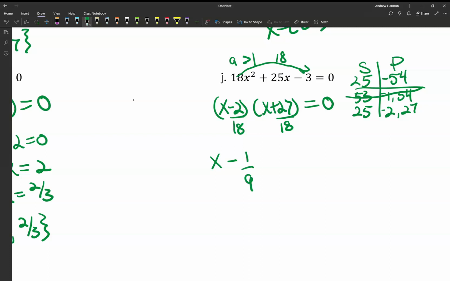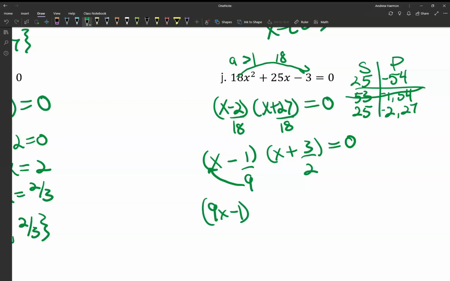And this one, same thing. 27 over 18 doesn't divide evenly, but it does simplify. So this is going to be 3 over 2 if you divide both by 9. And now I don't want these fractions here, so what I'm going to do is multiply by 9, and it's going to give me 9x minus 1. And this I'm going to multiply by 2, and that's going to give me 2x plus 3.